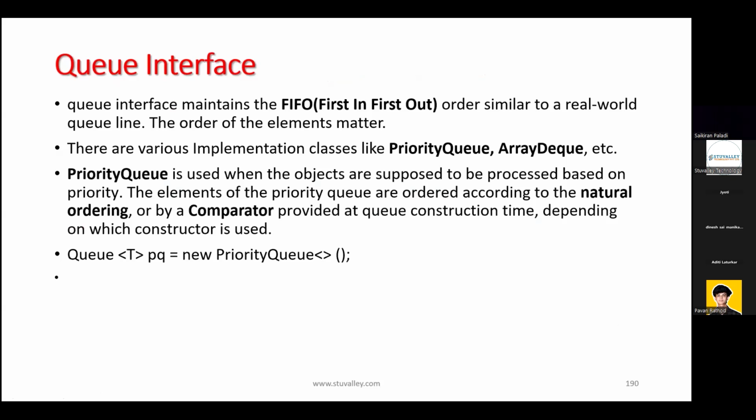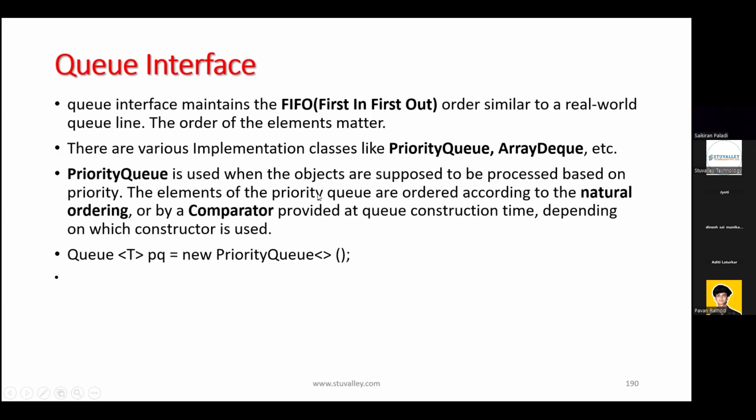Okay. Next one is the queue interface. The queue interface maintains FIFO order. FIFO means first in, first out. It is similar to a real-world queue line. We have already seen the real-time example also. The order of the elements matters. There are various implementation classes. Mostly we use PriorityQueue and ArrayDeque.